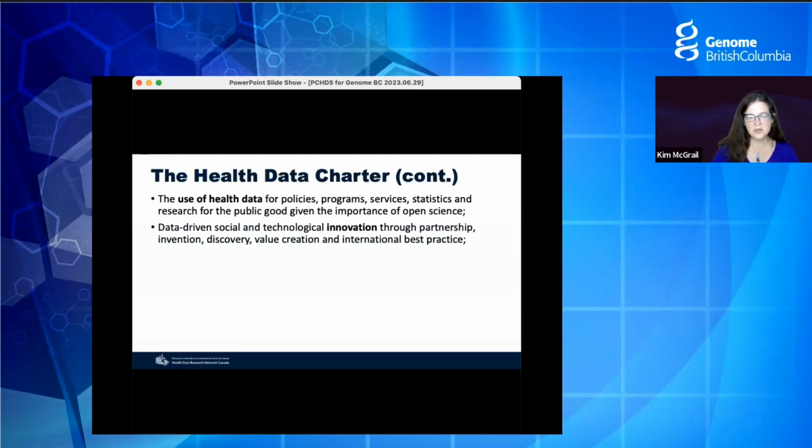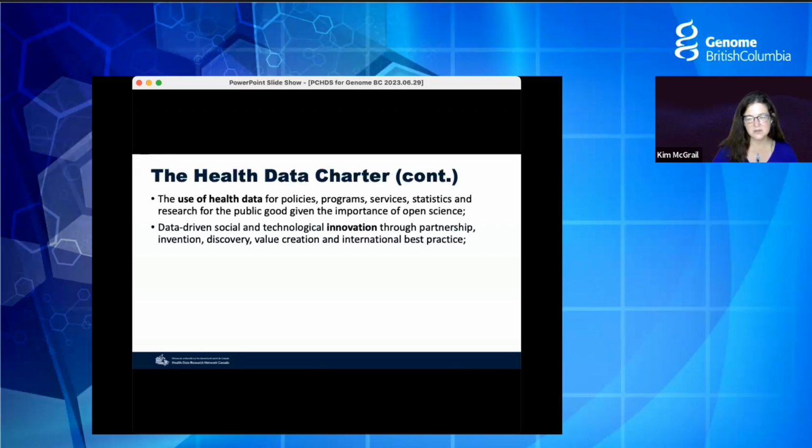There's another principle alongside that really flows from that use of data for public good, as I described above. We do also want to make sure that we have data that are available for social and technological innovation. And that absolutely can be in partnership with the private sector. This is aligned with the idea of value creation, international best practices, and so on. And I would hasten to say, of course, there still needs to be public good.